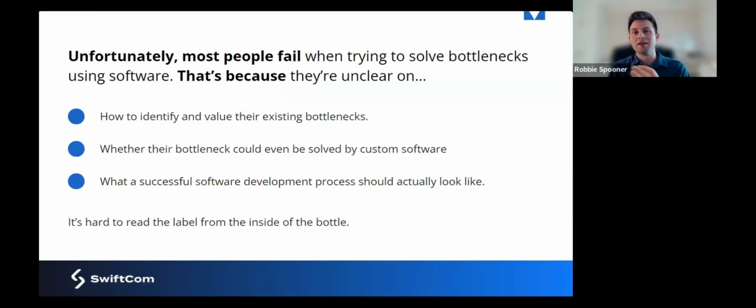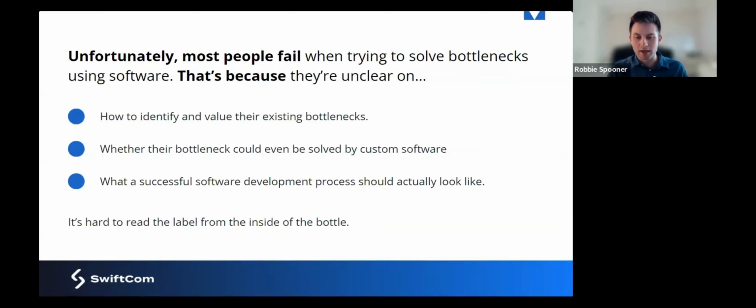And then lastly, there's the lack of understanding of what a healthy, successful software development process should look like. That's really where I think a lot of projects live or die. By the end of this session, I hope that you'll be equipped with something that really helps you avoid the pitfalls that we see many people fall into. And there's a big caveat to all of that. It's very understandable and perfectly reasonable to have these questions or to fall into these traps, because either you're not working in the space of tech and software, or it's just very hard to read the label from the inside of the bottle, as the saying goes.